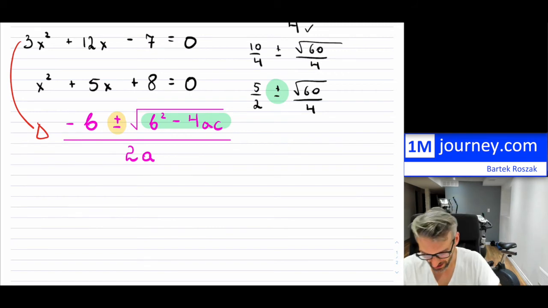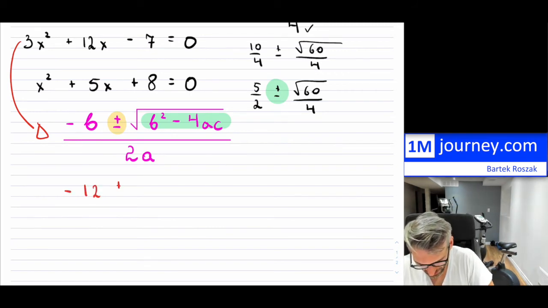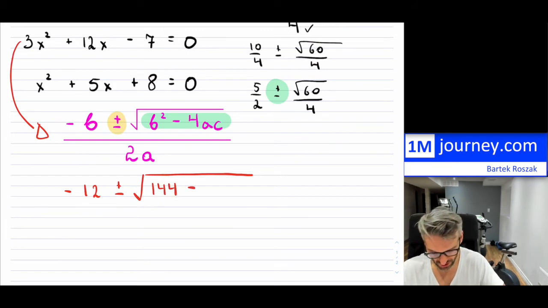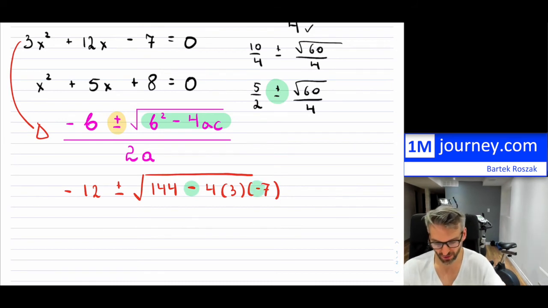All right, so I'm going to get negative 12 plus minus, that's my b. Then under the radical, I'm not going to make it as pretty this time around. So b squared, that's going to be 12 squared, which is 144. Minus 4, and let me substitute all of them in, just so that you can see it. And now notice, the two negatives will be a positive.